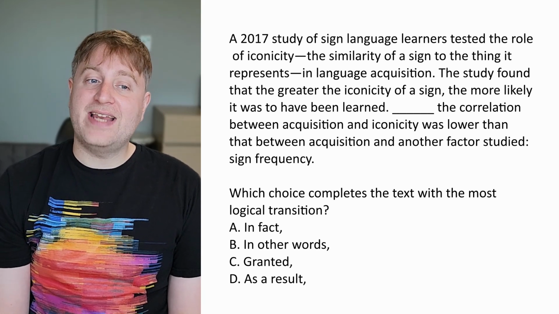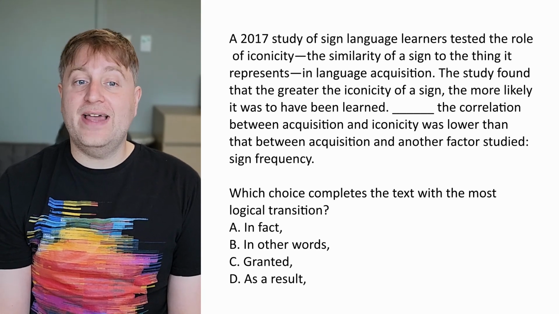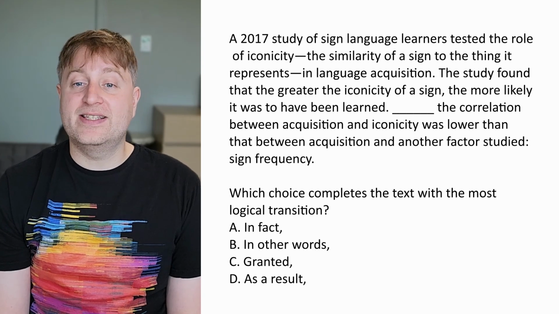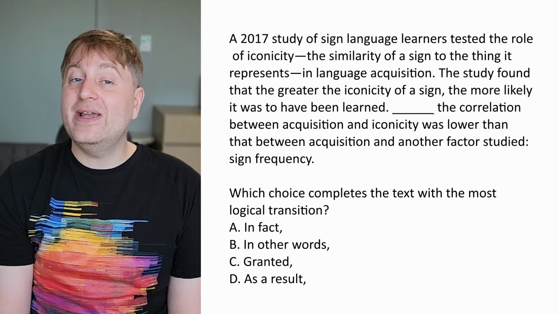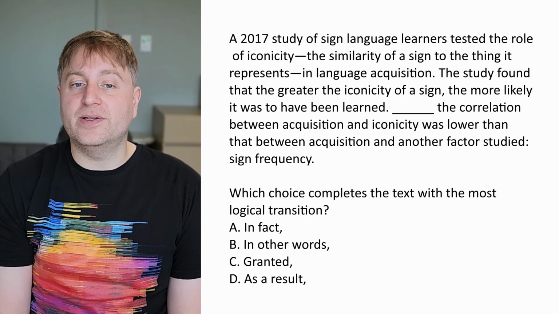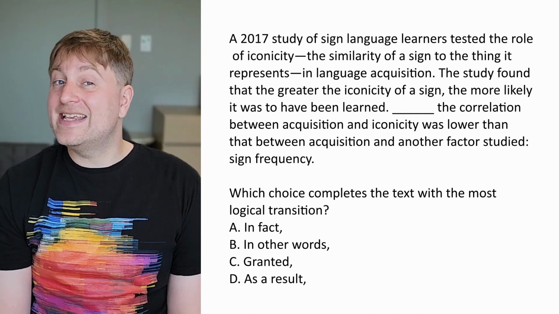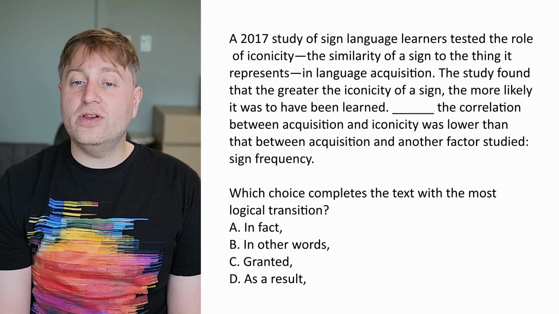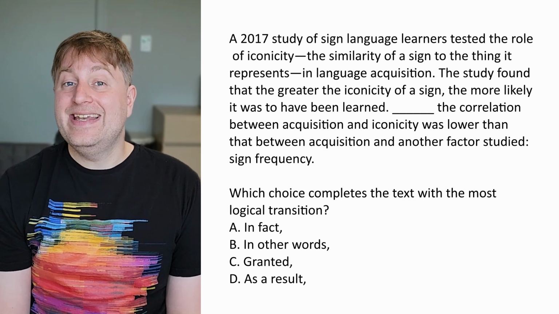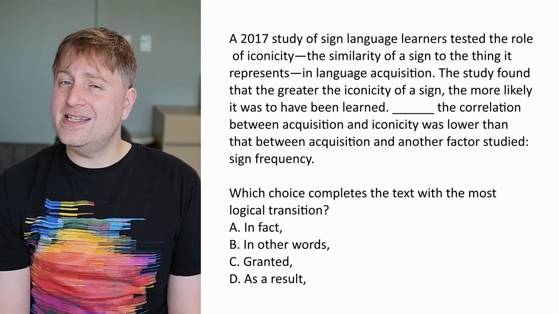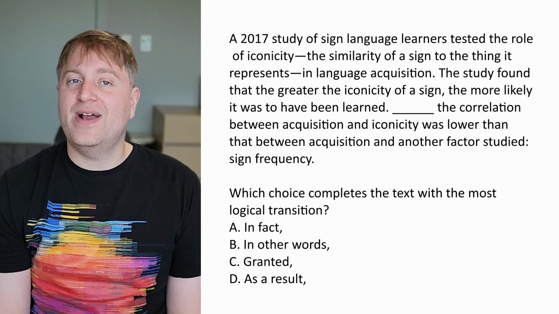The first part is telling us about one finding, which is that there's a positive correlation between a sign's iconicity and how easily it's learned, acquisition. But the second part is telling us that this correlation is not as strong as another correlation, the correlation between sign frequency and acquisition. So I'm guessing we're going to need some kind of contrast transition.